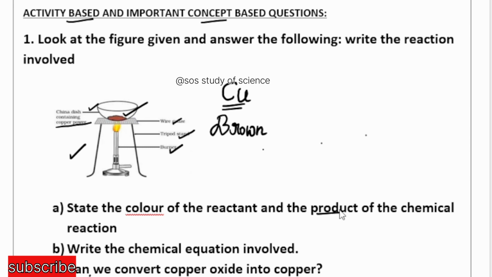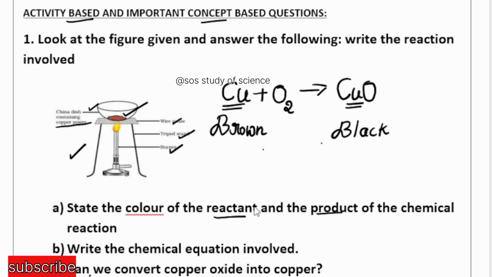What is the product? How do you know what is the product? We are supplying heat to copper. That means we are burning the copper which is in the china dish. When we burn the copper, it combines with oxygen. As a result, it forms copper oxide, my dear students. So now the product is copper oxide. What is the color of copper oxide? The color of copper oxide is black. Okay, the first question answer is: color of reactant is brown, color of product is black.